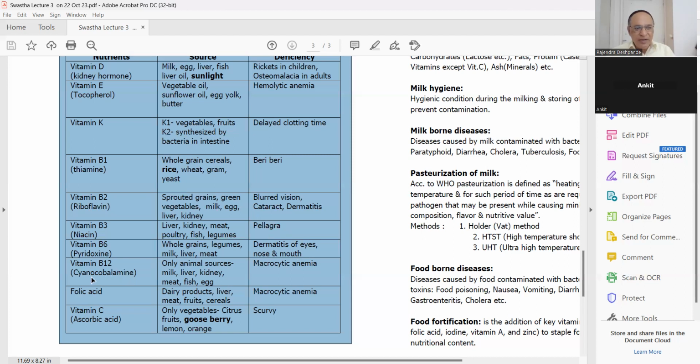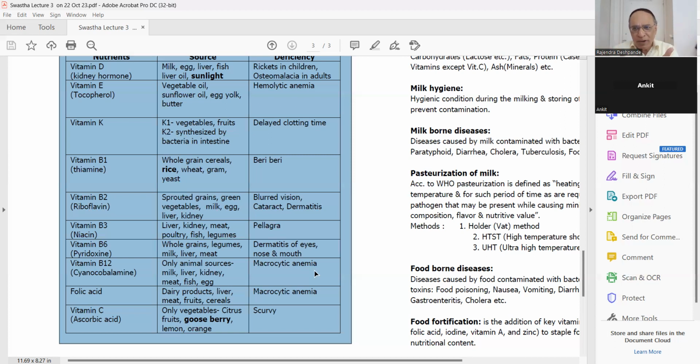Next is vitamin B12, that is cyanocobalamin. Only animal sources: milk, liver, kidney, meat, fish, and egg. In the deficiency of B12, you get macrocytic anemia. This is very important. Please write down. Megaloblastic, RBC size is bigger. Big RBCs, so they can break easily. They become fragile. Red blood cells become fragile.